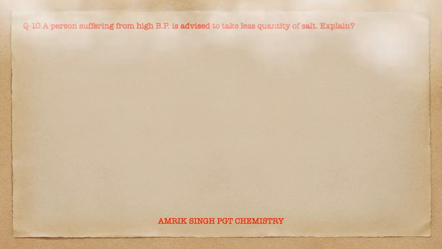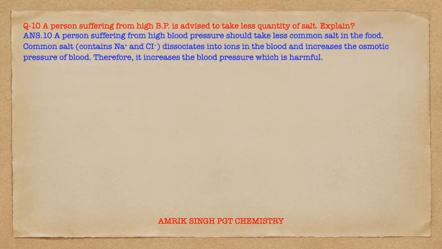Question number 10. A person suffering from high BP is advised to take less quantity of salt. Why? Very interesting question. A person suffering from high blood pressure should take less common salt in the food. Common salt contains Na+ and Cl- ions, which dissociate into ions in the blood and increase the osmotic pressure of blood. Therefore, it increases the BP, which is harmful.